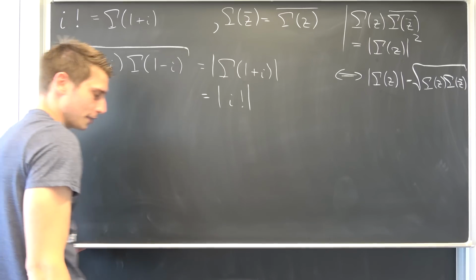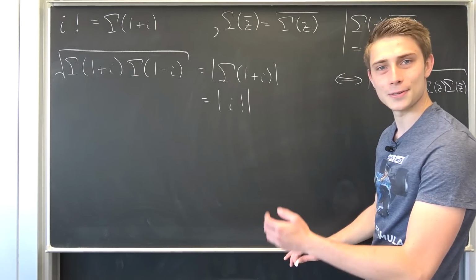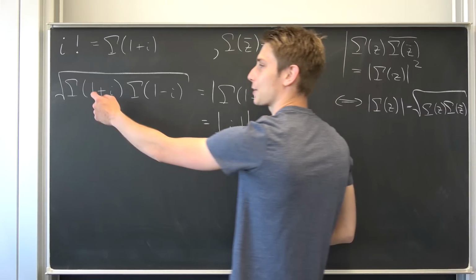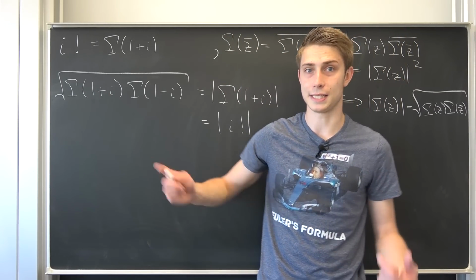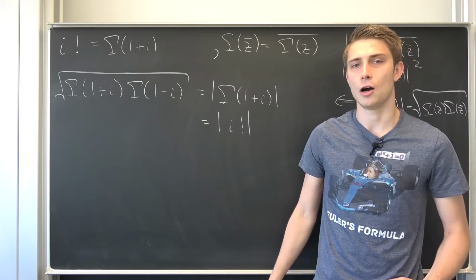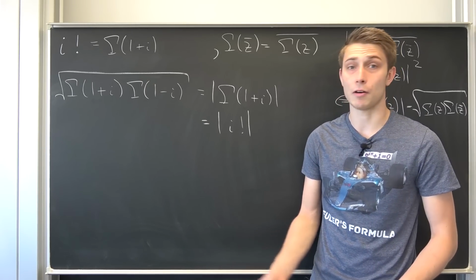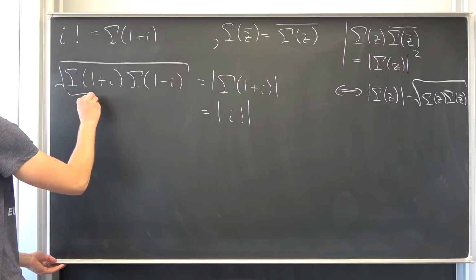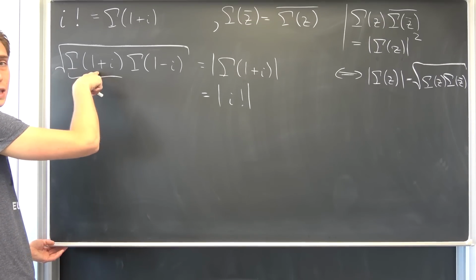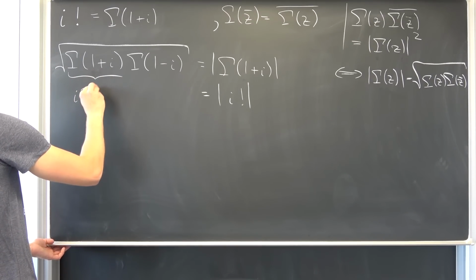Now, we can make use of a nice definition of our gamma function right here, because the gamma function of z plus 1 is nothing but z times the gamma function of z. This is something that holds for the gamma function. It's defined recursively, meaning this in itself is nothing but i, so reducing this argument by 1, times the gamma function of i.